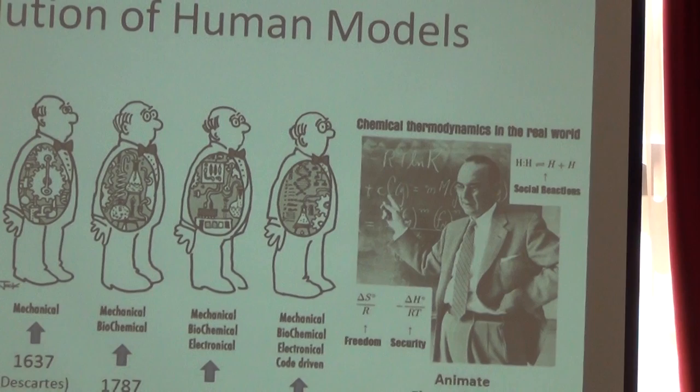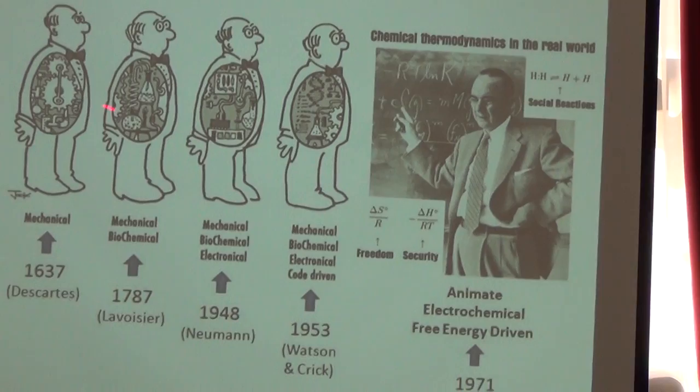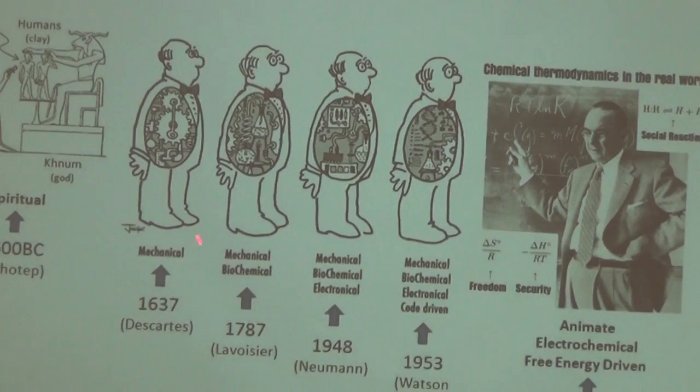And both Tesla and Crick are correct. But to move forward here, the next model is Descartes. Descartes stripped away the spirit part, but he kept the person, now thought of as an automaton, mechanical, operated by gears and pulleys.